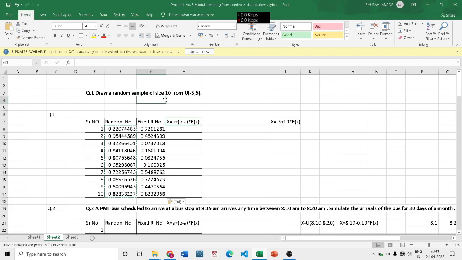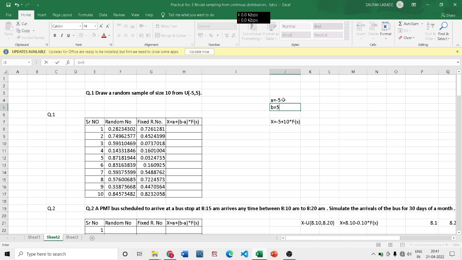And this sample size is nothing but the small n, right? That means my value of a is minus 5, and my value of b is plus 5. So this is the value I am considering. So my formula will become minus 5 plus b minus a, so it will become 5 minus minus 5, this will become plus, that means it is minus 5 plus 10 star F of x. So this is the formula I have to use here.